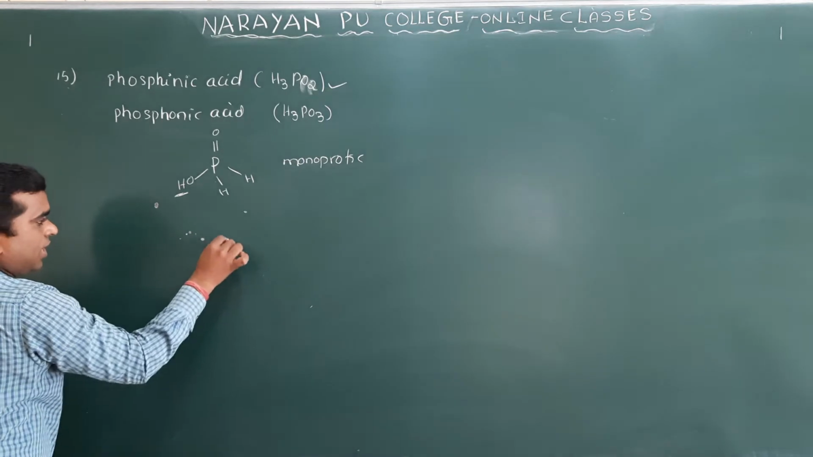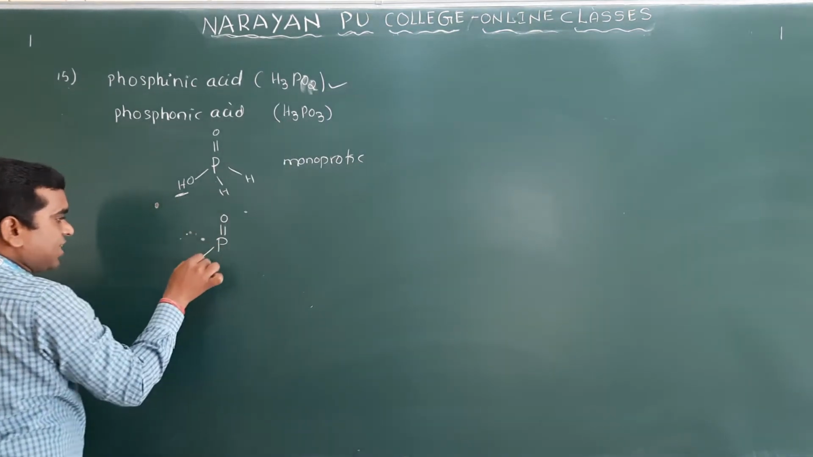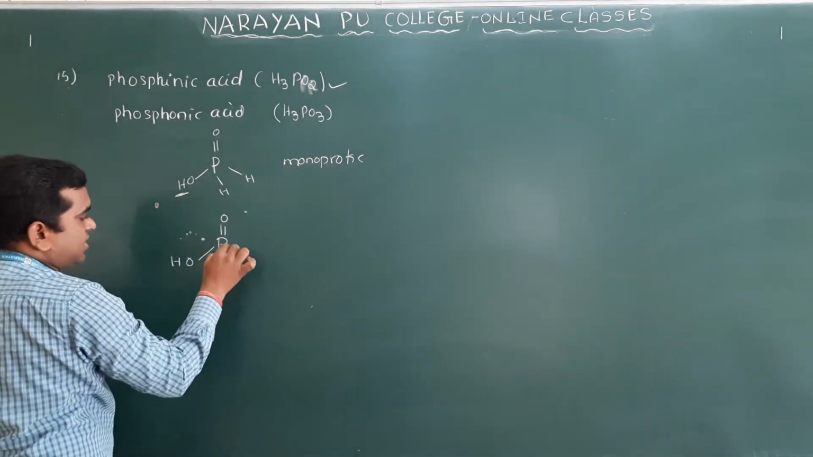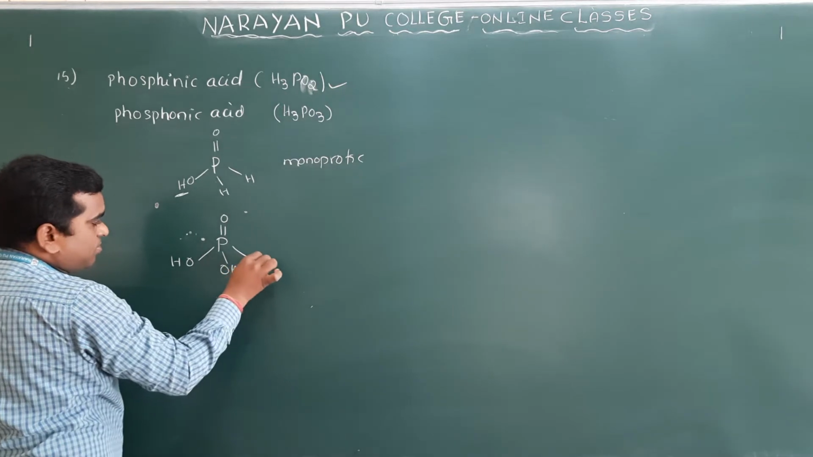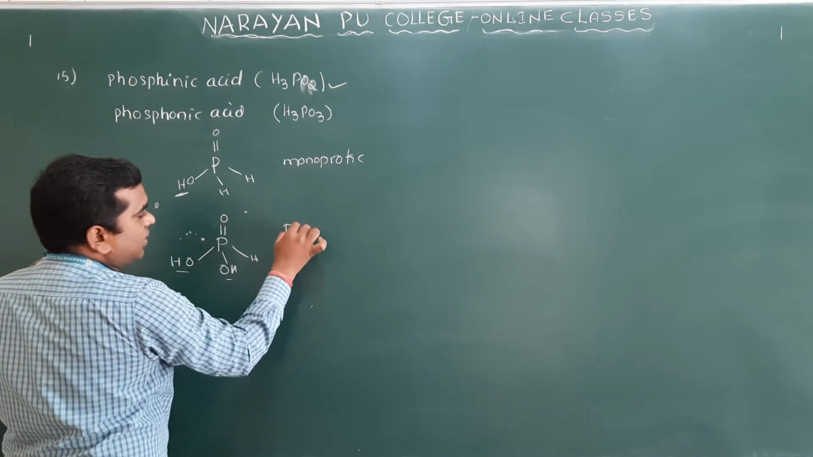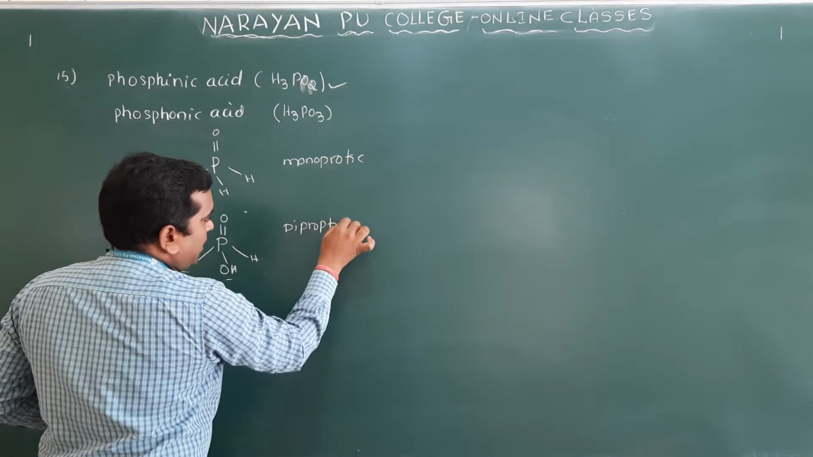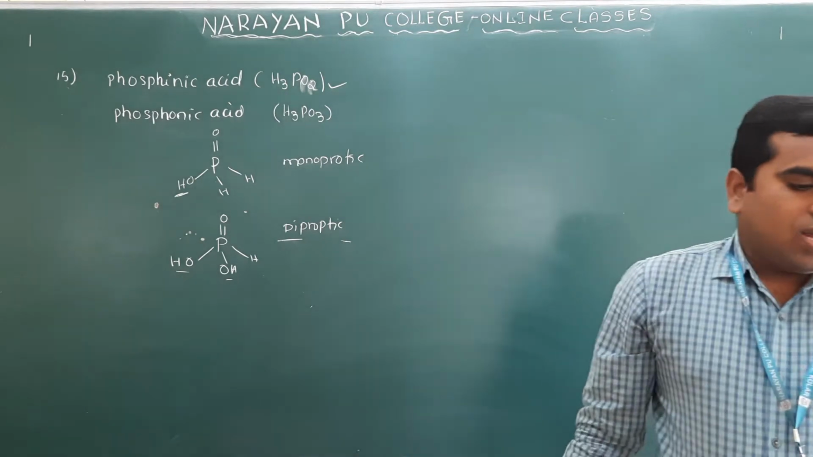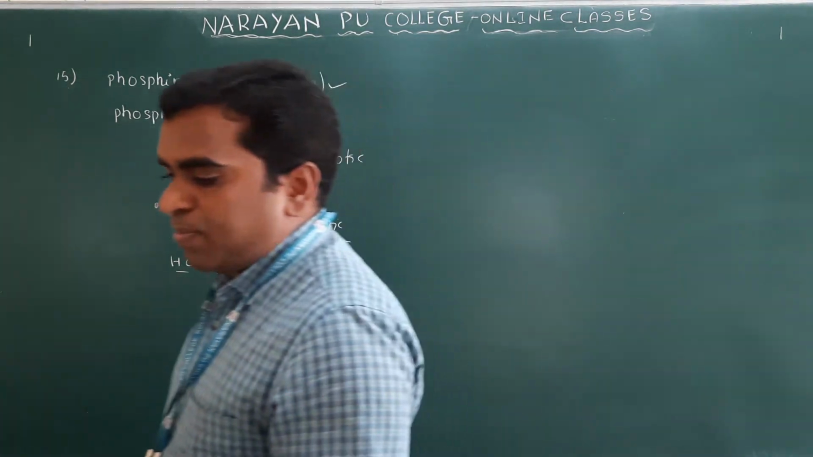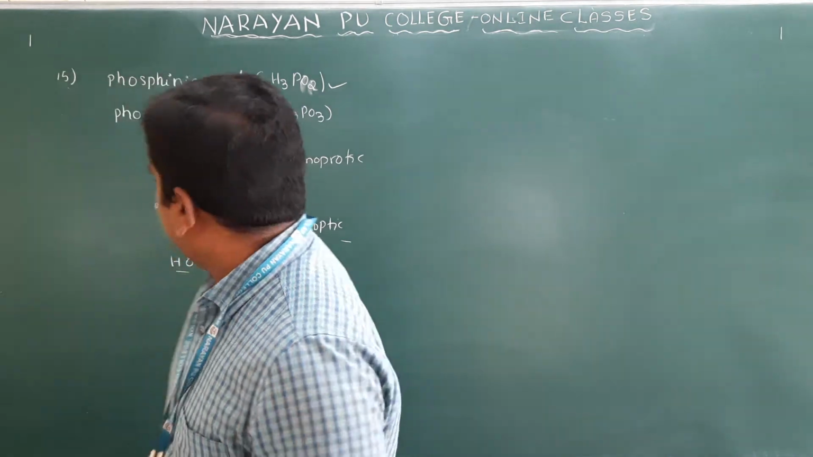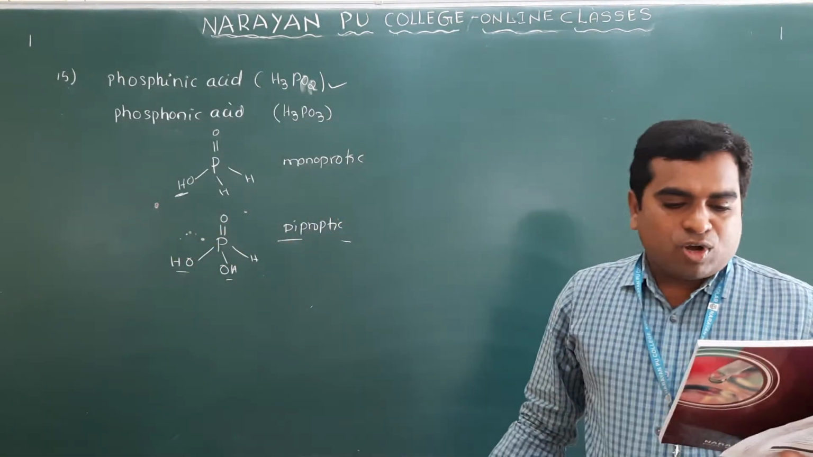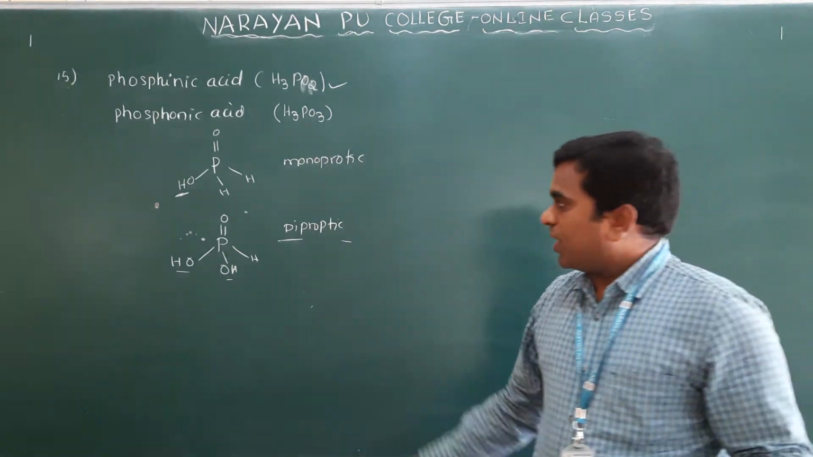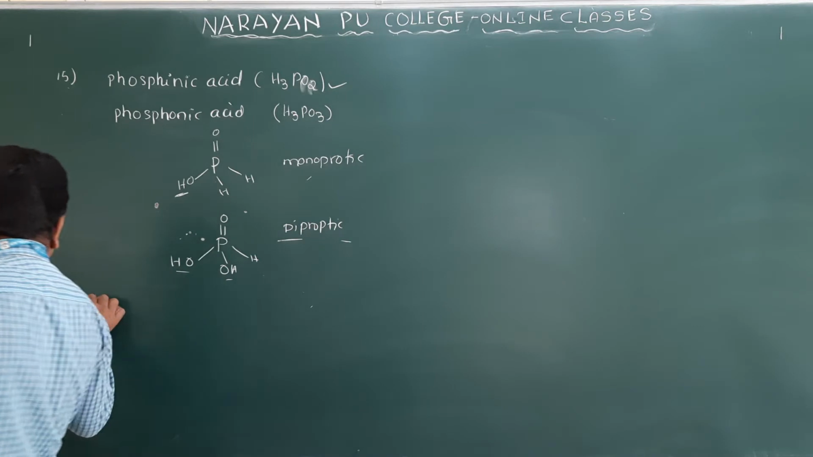If you write this one, it has a double bond O and one OH group. And the next one has three hydrogens, one oxygen left, and OH. It is diprotic. That is the answer. The first option says phosphonic acid is diprotic while phosphonic acid is monoprotic; they have given it in reverse. Second one: phosphonic acid is monoprotic while phosphonic acid is diprotic. This is the correct one, so option 2 is correct.